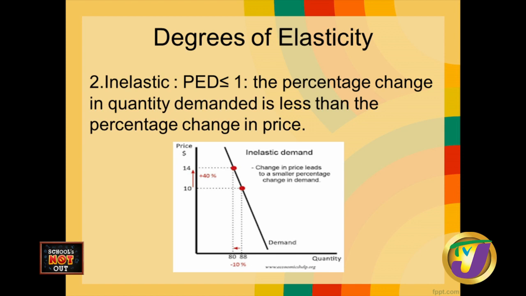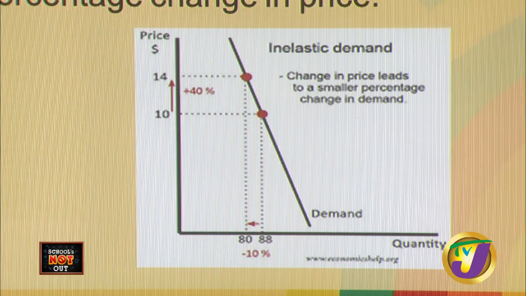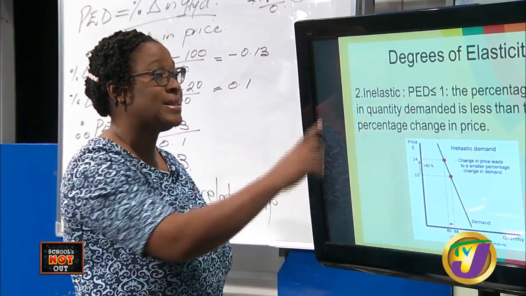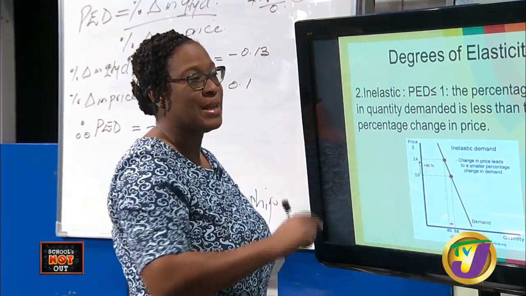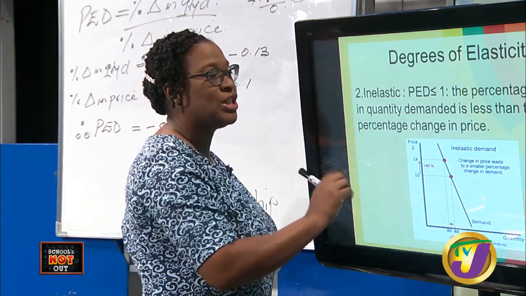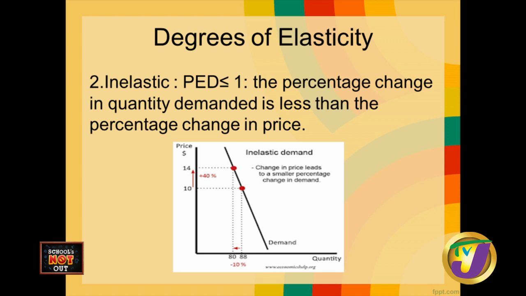The second degree is termed inelastic, and this results when the price elasticity coefficient is less than one. So when you do the calculations and it is less than one, that good is determined to be inelastic, meaning that the percentage change in quantity demanded is less than the percentage change in price.